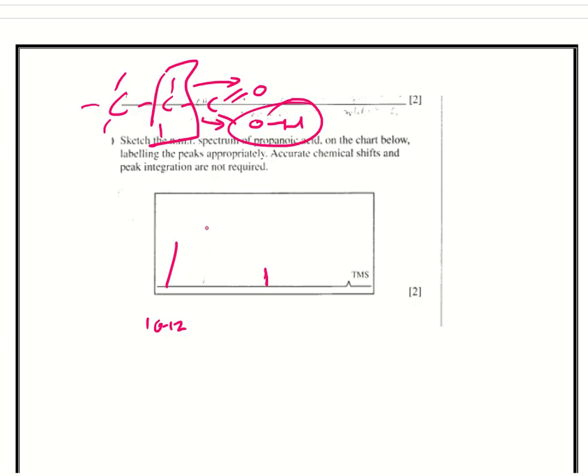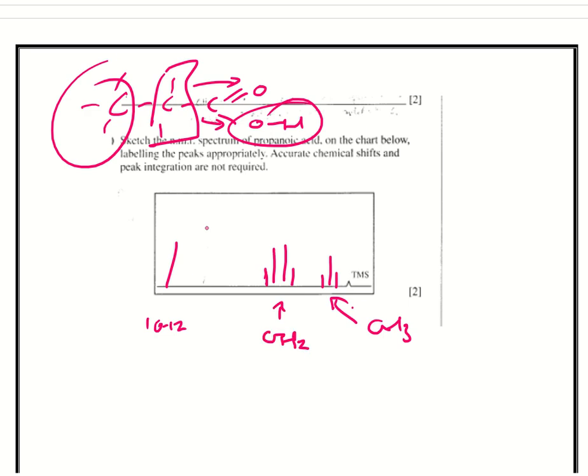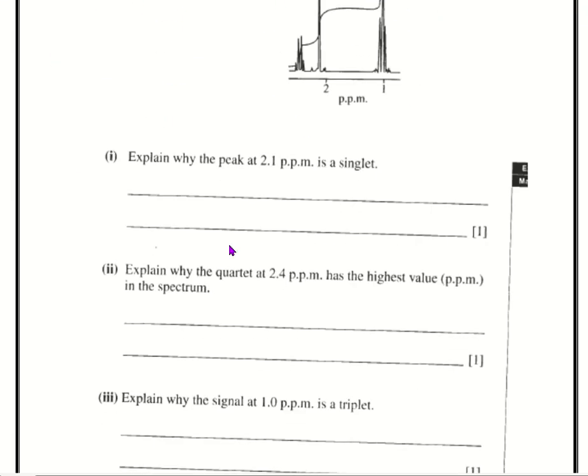Okay, and remember it's in a 1, 3, 3, 1 ratio. And then I have my CH3, which is adjacent to a CH2, so that's going to be a triplet. Okay, so that's in a 1, 2, 1 ratio. That's going to be the most shielded. Okay, so there, that's my CH3 group, that's my CH2 group. Okay, and they're definitely in roughly the right chemical shifts. They don't have to be particularly accurate. Okay, and peak integration is also not required. So that's what they're after.